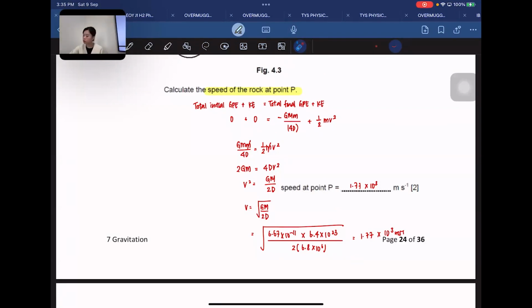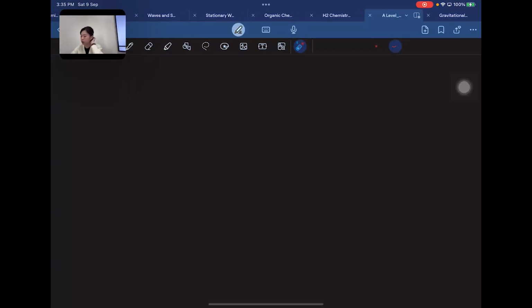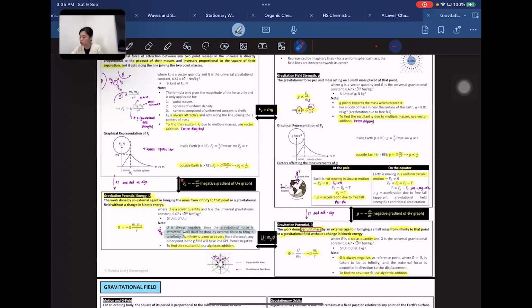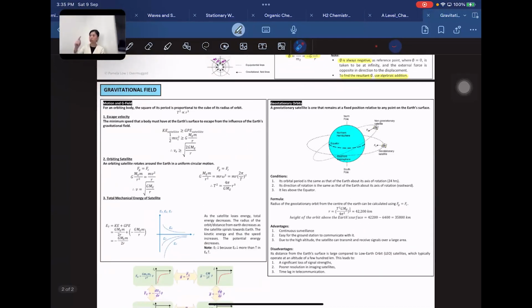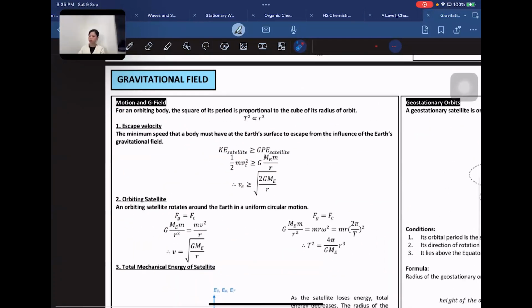Okay, now done. Let's take a look at the next part of the concept map, the part at the back, whereby we will look at the applications of gravitational field strength. It's not so much about an application, it's something that you guys already talked about earlier on, because we talked about rotation. Just take note of a few keywords.